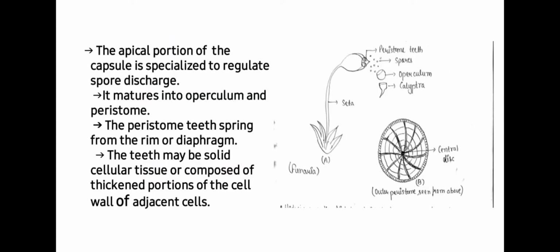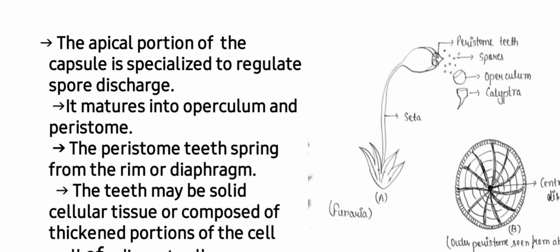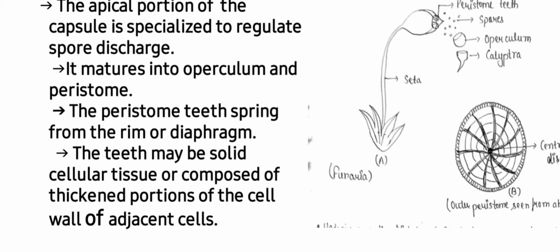The apical portion of the capsule is specialized to regulate the spore dispersal. It matures into operculum and peristome. The peristome teeth spring from the rim of the diaphragm. The teeth may be solid, cellular tissue, or composed of thickened portions of the cell wall of adjacent cells.